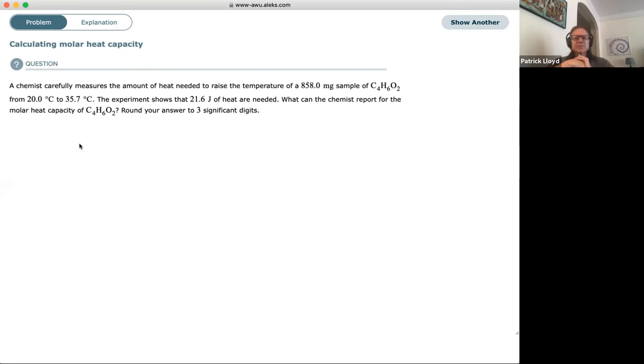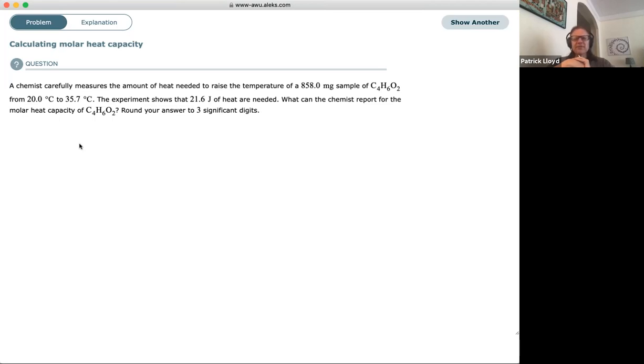A chemist carefully measures the amount of heat needed to raise the temperature of 858.0 milligrams of C4H6O2 from 20.0 degrees Celsius to 35.7 degrees Celsius. The experiment shows that 21.6 joules of heat are needed. What can the chemist report for the molar heat capacity of C4H6O2? Okay, so notice what's given here. We're given the amount of heat Q, 21.6 joules. We're given the mass of the substance, 858.0 milligrams. We have the heat of the substance.